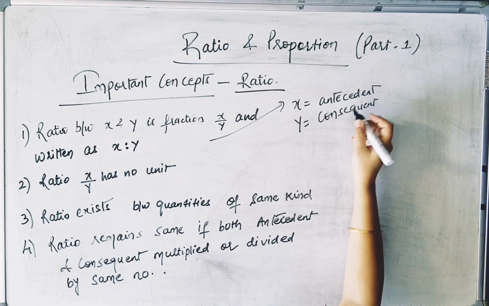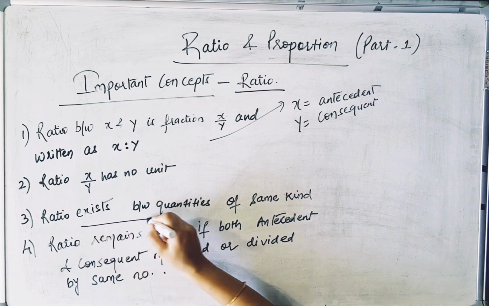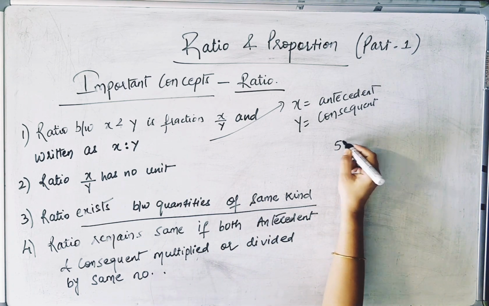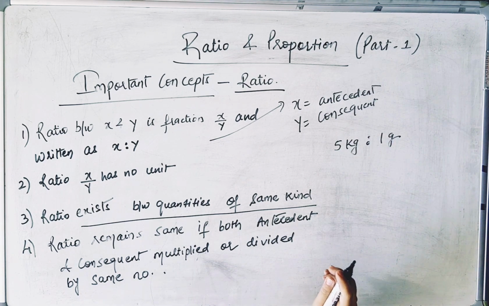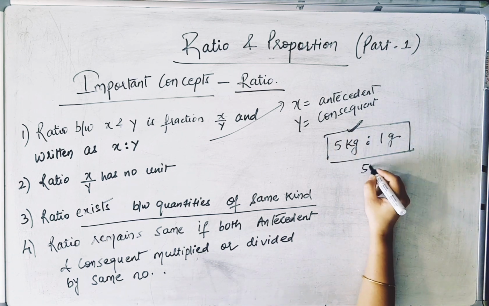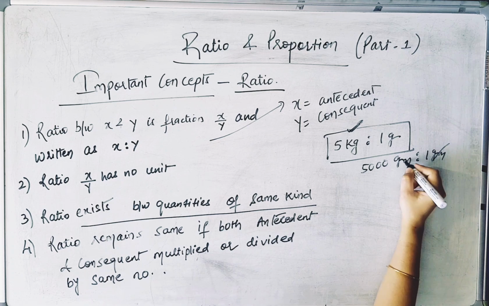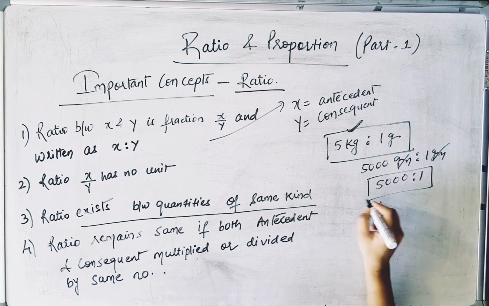Now the second concept is that the ratio x to y has no unit. Why does it have no unit? Because ratio always exists between quantities of the same kind. Like let's suppose I have given you 5 kg is to 1 gram. If I want to take out the ratio of these quantities, the kg will be converted into gram. So 5000 gram is to 1 gram. The gram and gram get cancelled. Hence, whatever the ratio is, it does not have any unit.